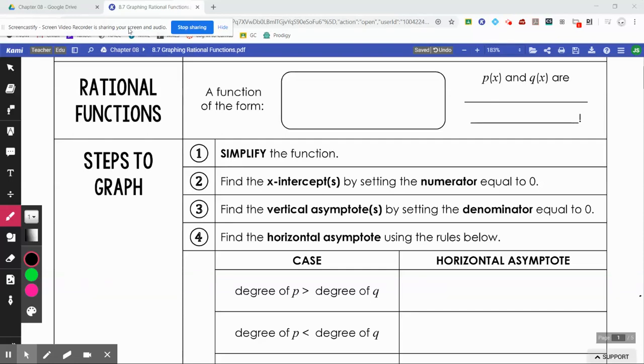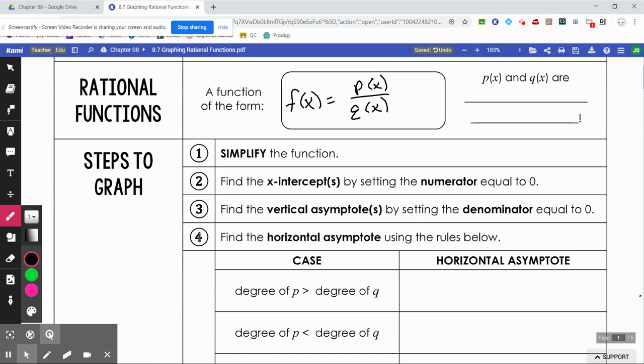In our last video, we graphed a reciprocal function. In this video, we're going to be talking about rational functions. Now, a reciprocal function is a special type of rational function, but now we're going to be talking about the general rational function. A rational function is any function of the form f of x equals p of x over q of x, where p of x and q of x are both polynomials.